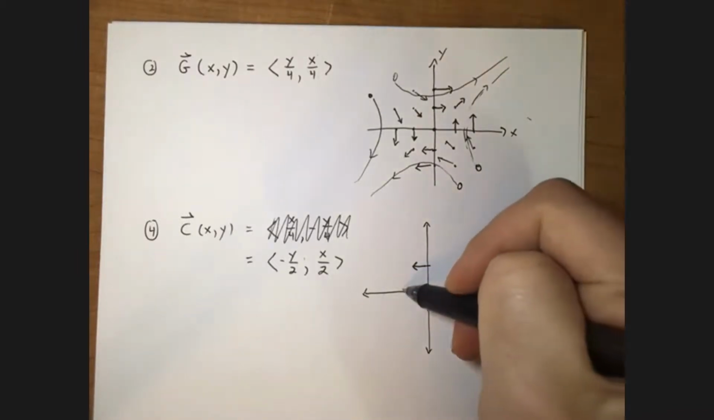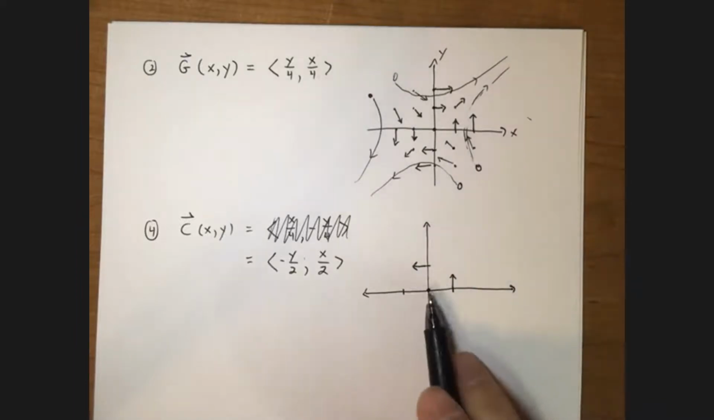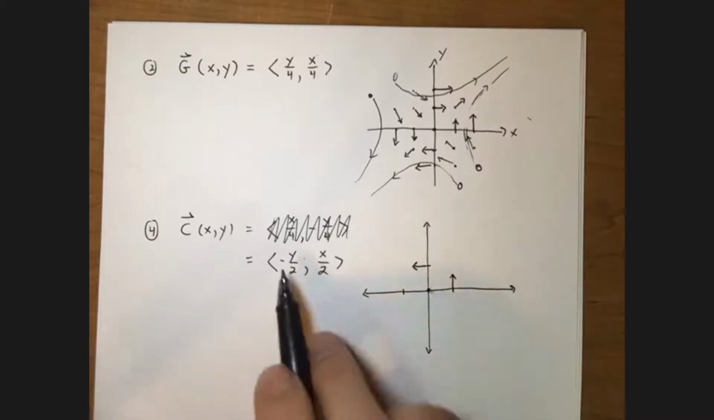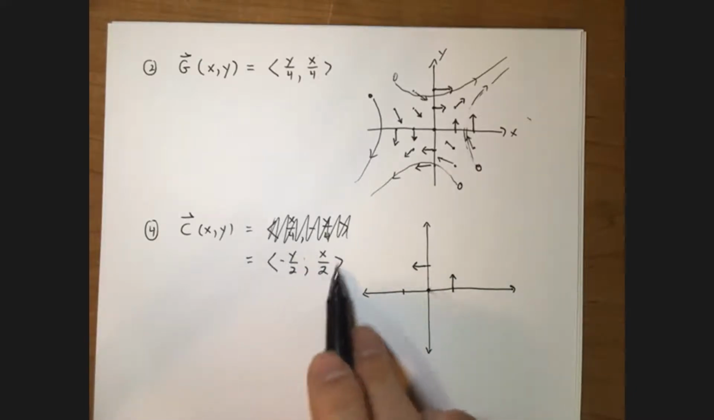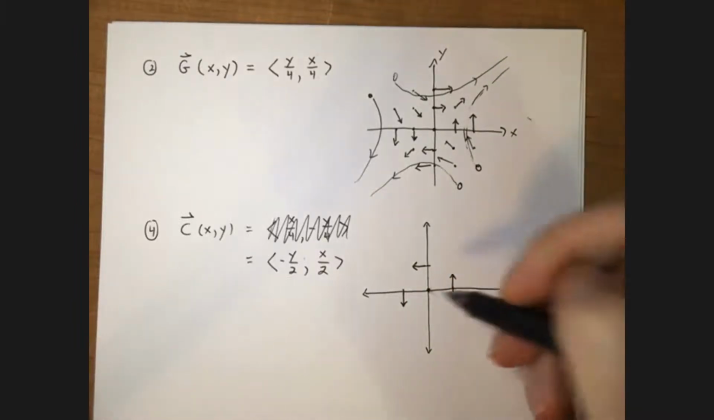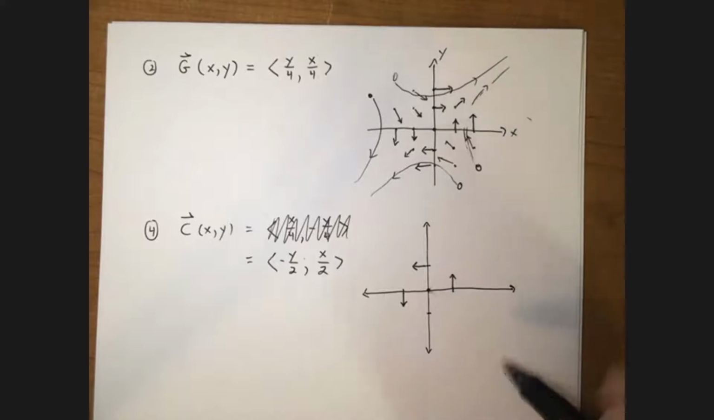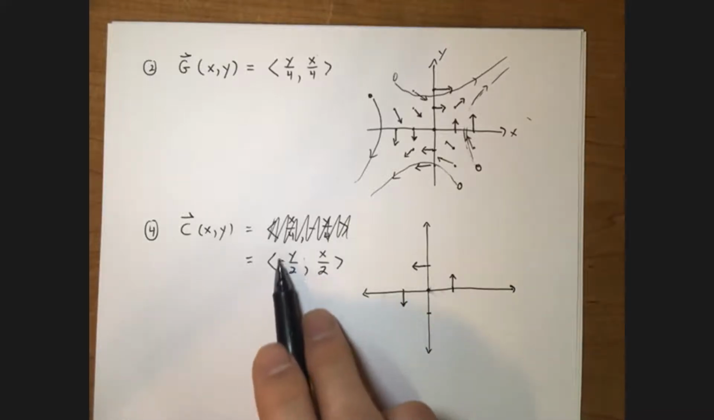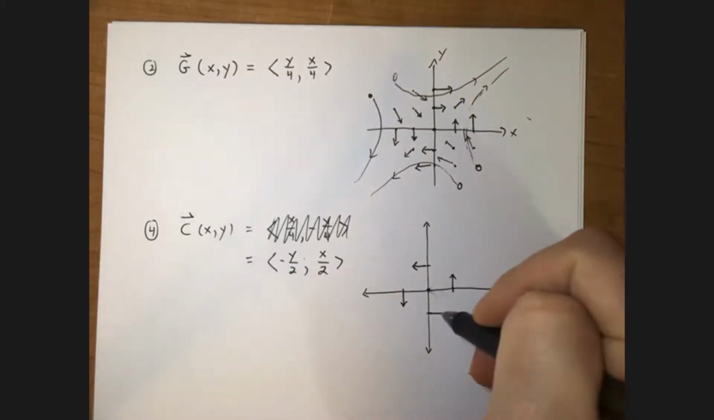Okay. What if I go over here? -1, 0. x is -1, y is 0. So this is 0, this is -1/2. Something like this. What if I go to the point 0, -1? Well, now x is 0, y is -1. So this is +1/2, and this is 0. So I get this vector.